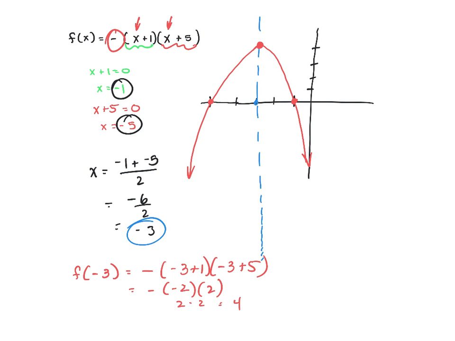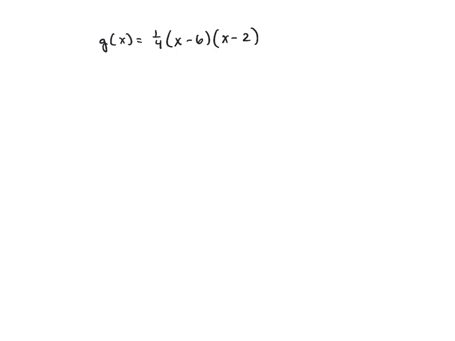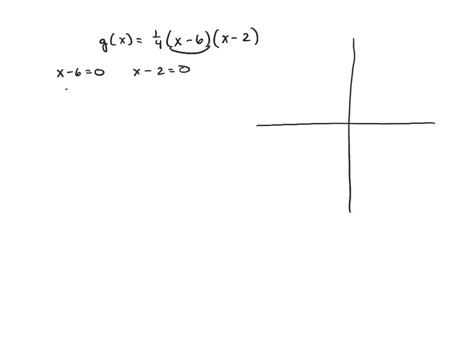Very last one, try to go through it a little bit faster. It's going to open upward because it's positive. It's also going to be wide because of this 1/4. Okay, so it'll be shrunk in the x, or stretched in the x direction, shrunk in the y direction. Let's make our coordinate axis here. And let's just write down these two factors. And you just do them at the same time.